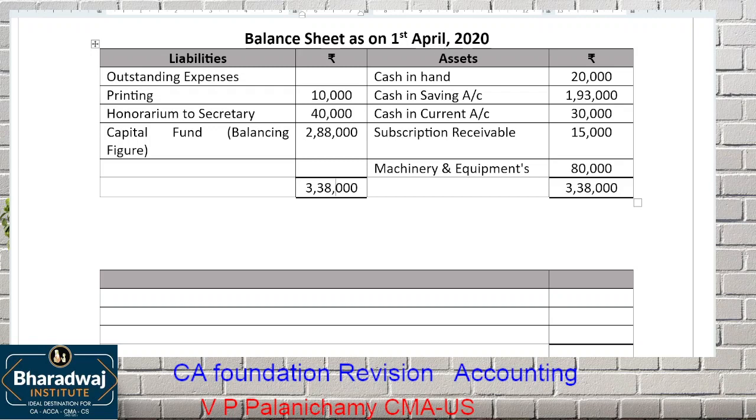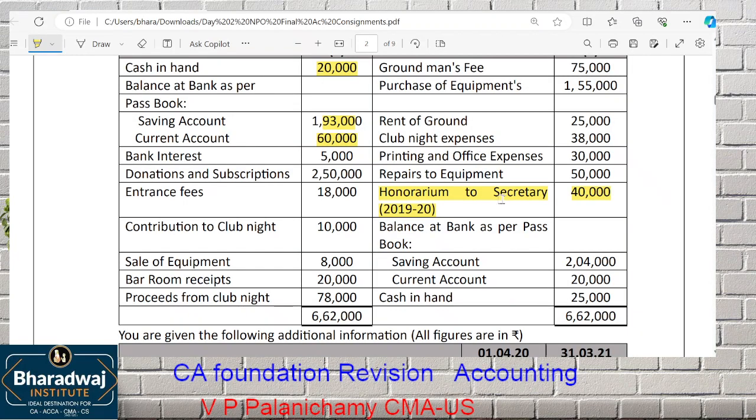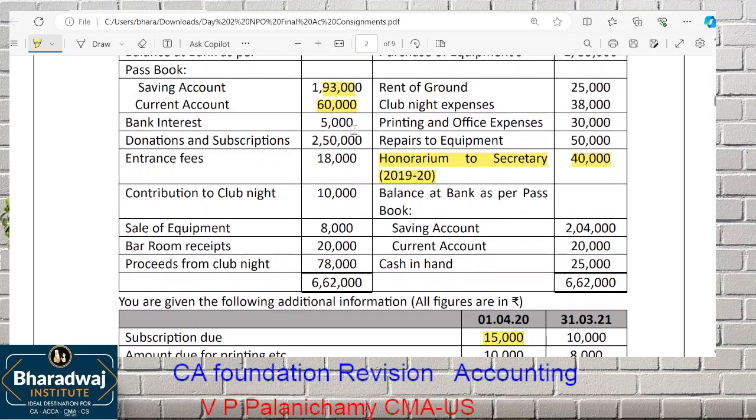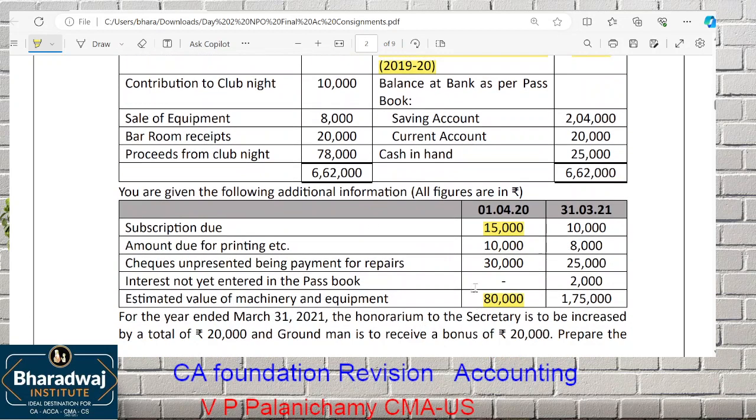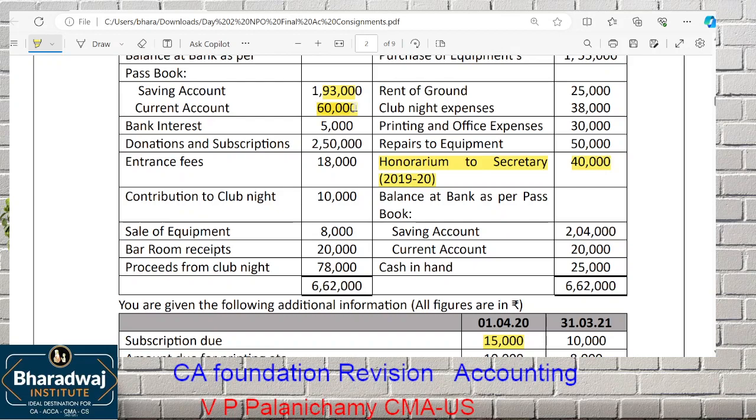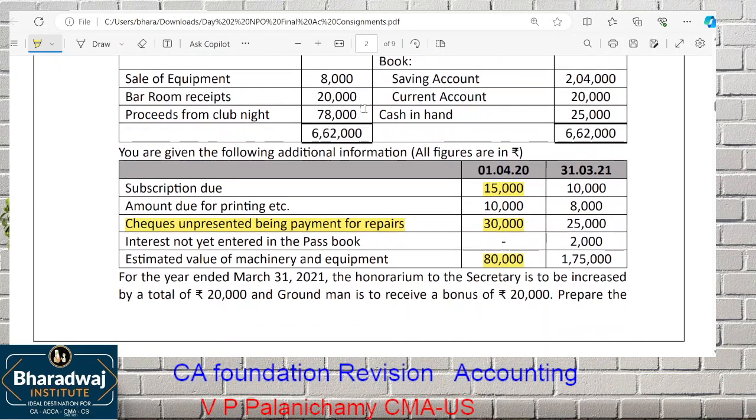Sir, current account balance 60. How much is the current account balance? 60,000, but what have they given? Checks unpresented, being payment for which one? They have given repairs. So it is like an amended cash book, very simple. 60,000 is our book balance. Checks unpresented for payment for repairs means we have given the check but not presented for payment. So the real balance would have been how much? 30,000.